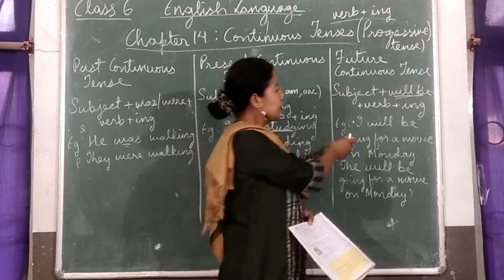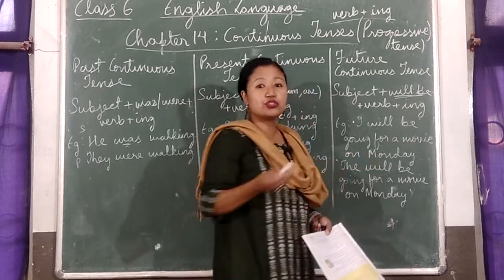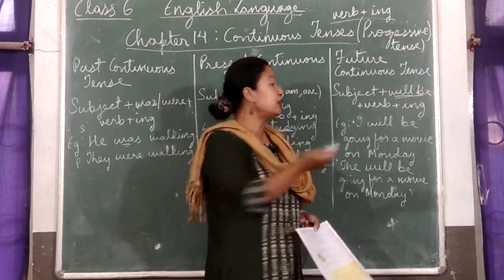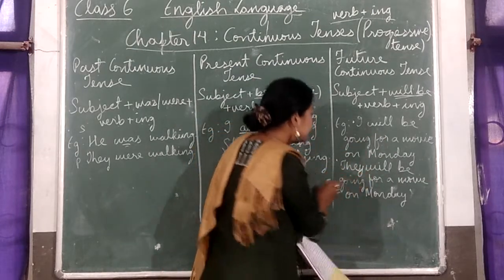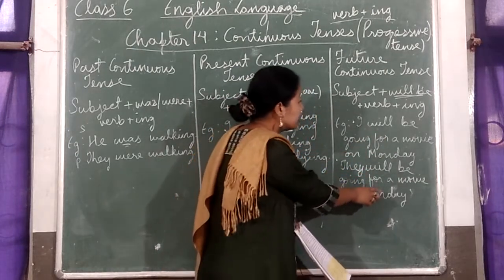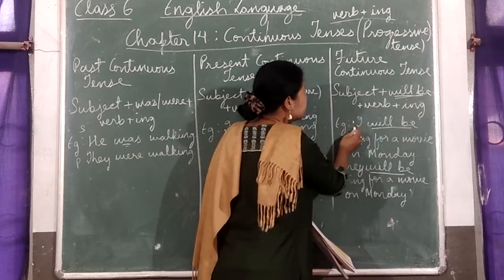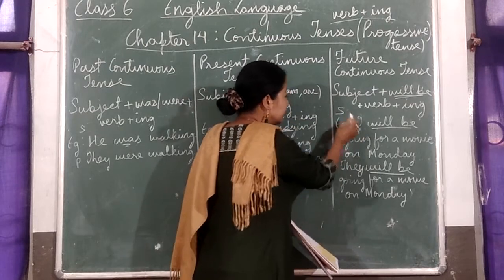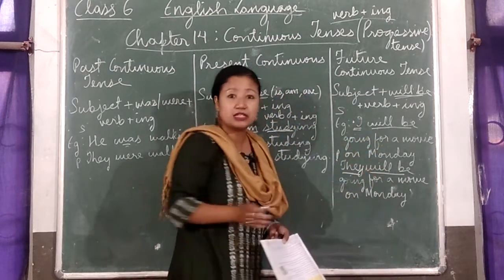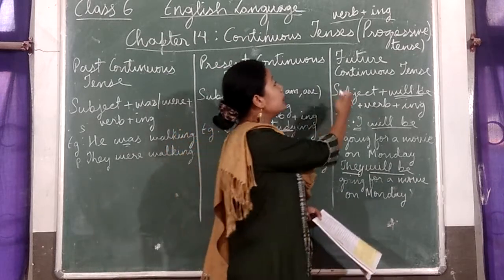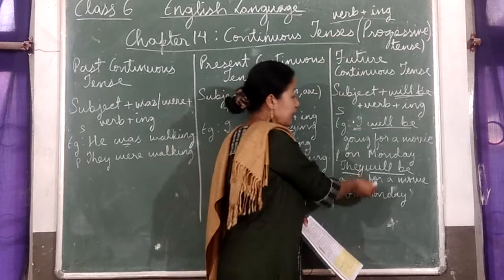So look at the example here. I will be going for a movie on Monday. So today is Friday. So when are you going for a movie? On Monday. Okay, they will be going for a movie Monday. Again, they will be here, right? So if you see here, the subject is singular here, the subject is plural here, but will be will not change. Okay, whenever you're talking about future continuous, and as I told you, I'm repeating again, verb plus ing.